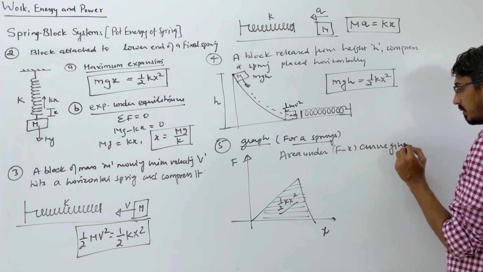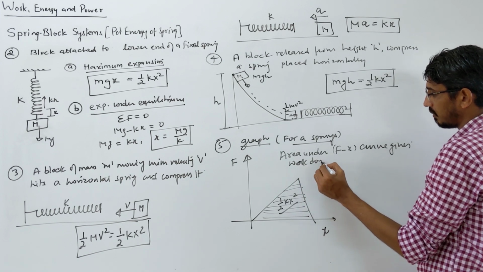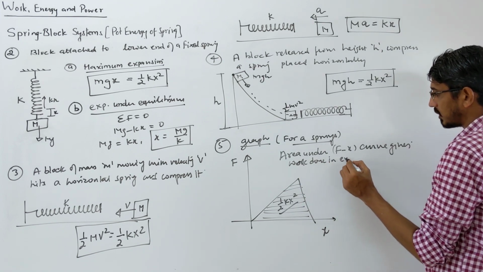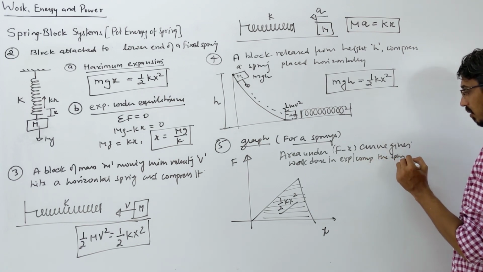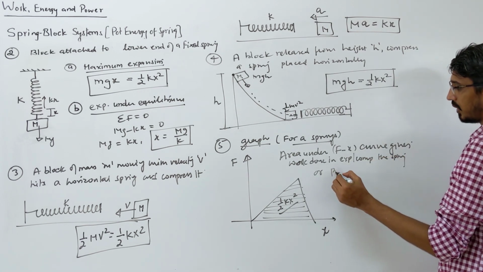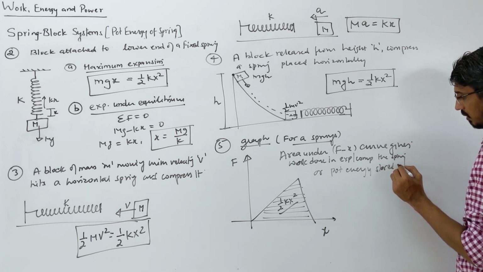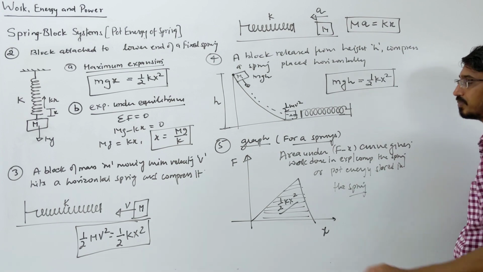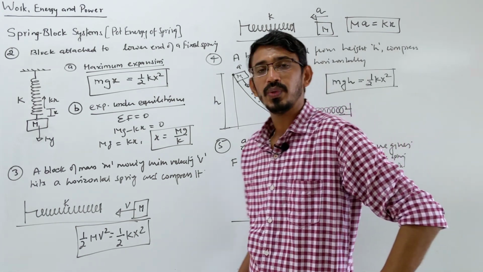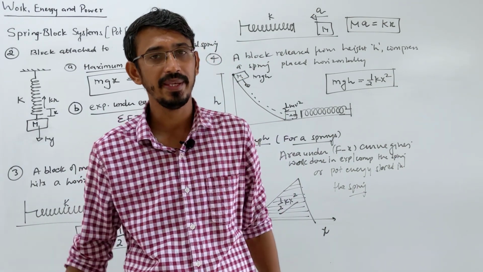The area under the curve gives the work done in either expanding or compressing the spring, or you can say the potential energy stored in the spring. You can say it this way also: a graph between force and displacement, where displacement is the expansion or compression of the spring.